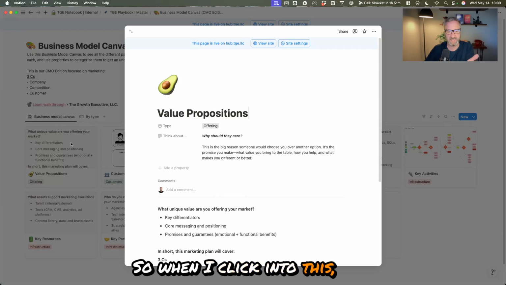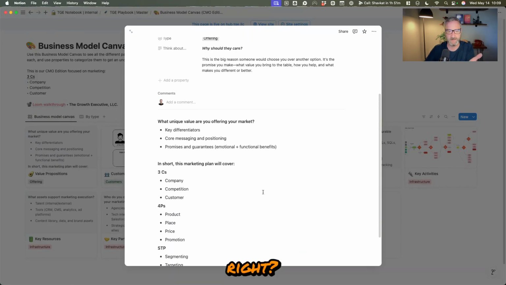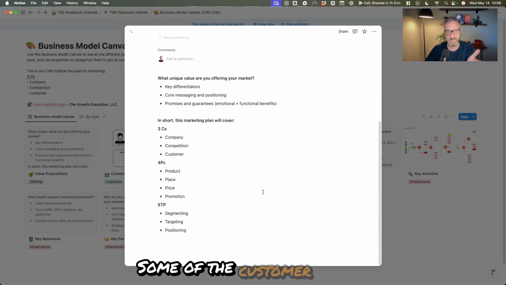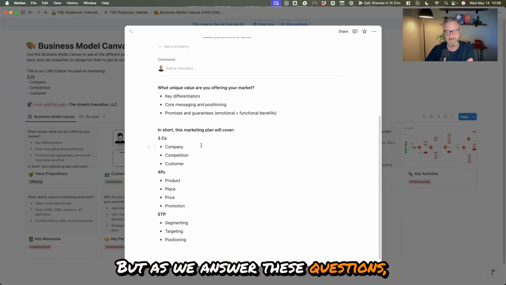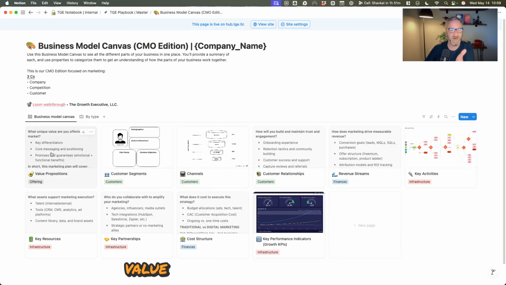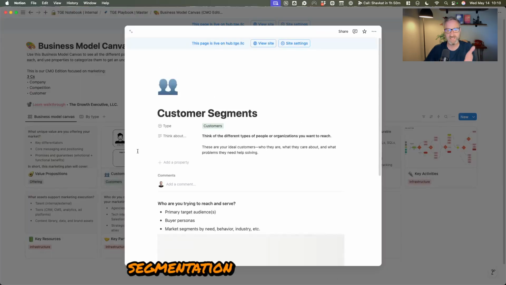So when I click into this, the document allows me to answer some basic questions. Like, why do we exist as a company? Who is our main competition? Some of the customer pieces. So we'll break out the plan in these pieces. But as we answer these questions, it'll auto-complete these other squares for us and help us understand, okay, part of our value proposition is knowing what our value is, but only certain people care about that, right? So we may exist as an organization to create value for X, Y, or Z, but who are those X and how do we reach them, right? So that'll be the segmentation of the customers.